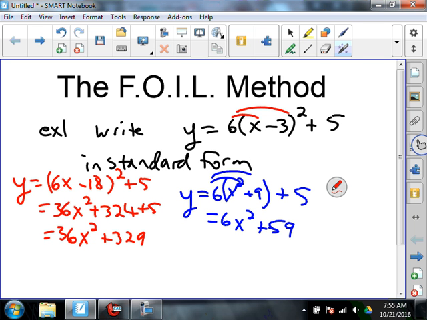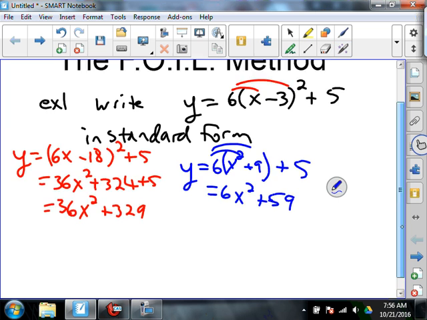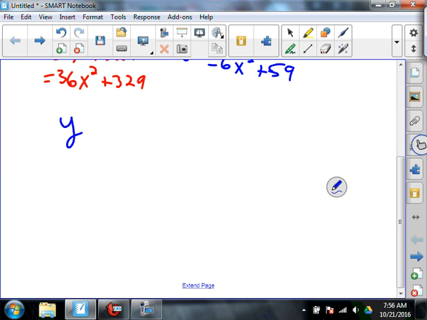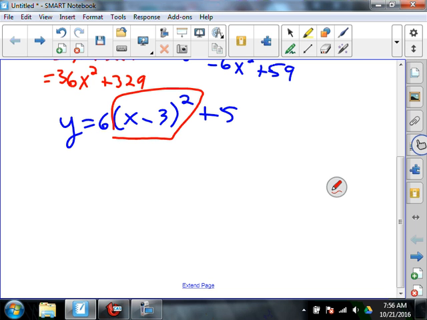So who can explain to me where I'm errant in my ways? What do I need to do first? I need to do the x minus 3 times x minus 3. Yeah. So the idea of foiling needs to be applied. When we have y equals 6 times the group x minus 3, the quantity squared, plus 5, what we need to realize is this really means this.